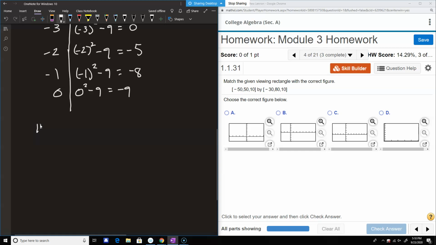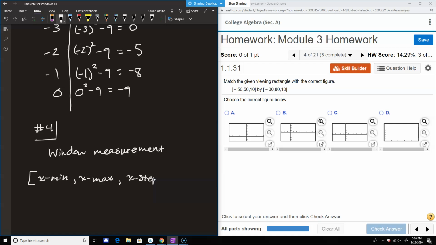for number 4, this is kind of like a window measurement. So what's going on here is we have first the x coordinates. So this is the x min value, x max value, and then the x step size. And then the second triplet there is the y min, the y max, and then the y step size.